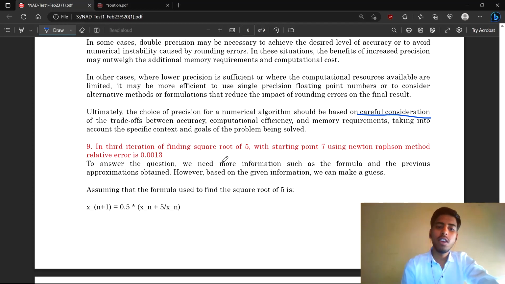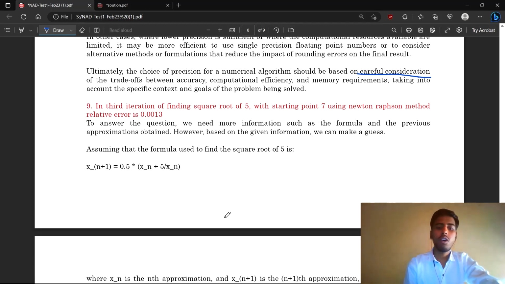In the third iteration of finding the square root of 5, we have to find the square root of 5 with starting point 7 using the Newton-Raphson method. Relative error is 0.0013. As you can see, to answer this question we need more information such as the formula and the previous approximation obtained. However, based on the given information, we can make a guess only.